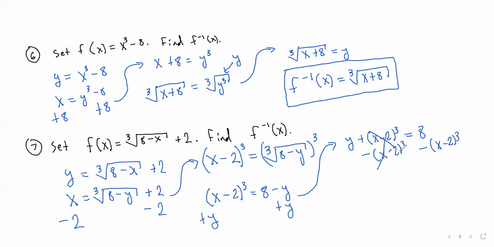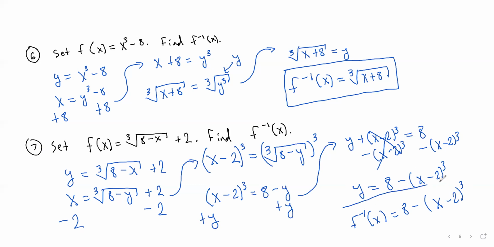And so these cancel on the left. And so on the left, we just have a y. And we get 8 minus x minus 2 cubed. And to get our final answer, just replace y with f inverse. So we have f inverse of x is 8 minus (x minus 2) cubed. So the important thing to remember on these problems is that if you want to get rid of a cube, you take the cube root of both sides. And if you want to get rid of the cube root, you take both sides to the third power.